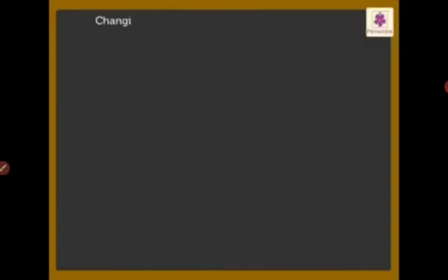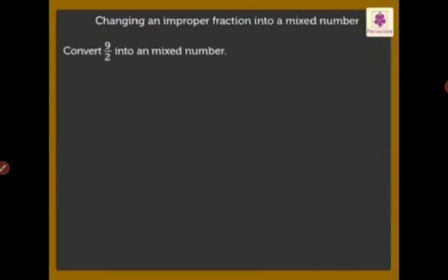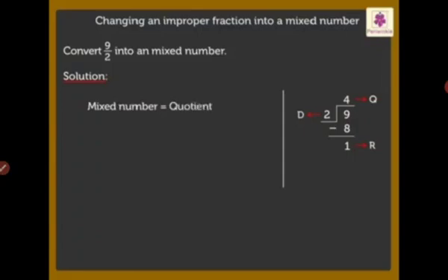Next, we will change an improper fraction into a mixed number. Look at the given fraction. To convert into a mixed number, we divide the numerator 9 by the denominator 2. We get the quotient as 4 and the remainder as 1. We write the mixed number as quotient plus remainder upon divisor. Thus, 9 upon 2 is equal to 4 plus 1 upon 2, which is equal to 4 and half.